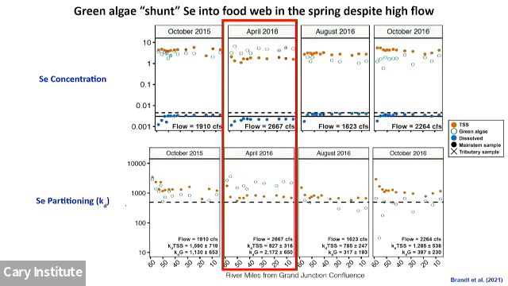And that's reflected also in the partitioning coefficient. So we say now that green algae has the ability to shunt, if we take the pulse shunt concept and apply it to the system, shunt selenium out of the water column and into the food web. And that's happening in April.